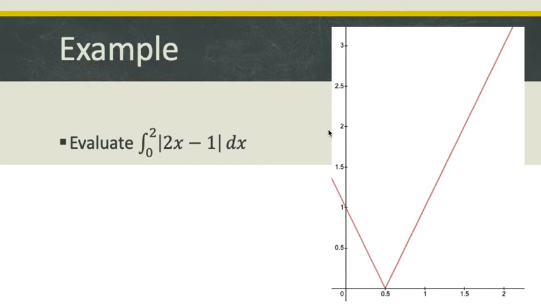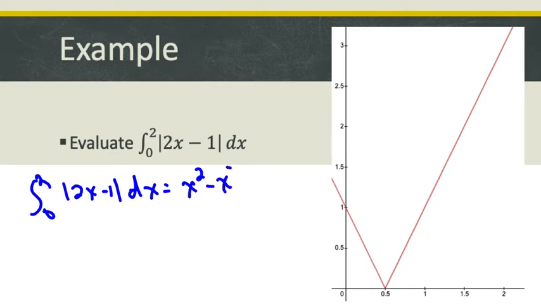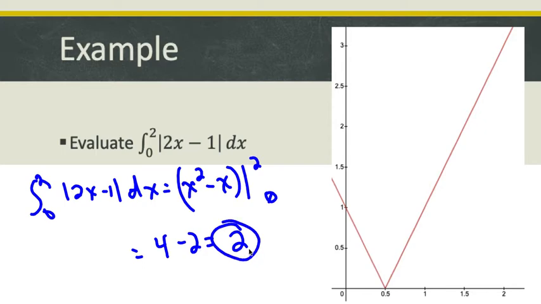But also, let's say we do just say that this integral from 0 to 2 of absolute value of 2x minus 1 dx. Let's say we do call this x squared minus x, and we do the integral that way, evaluate it from 2 to 0. So what happens when we plug that in there? We end up with 2 squared, which is 4, minus 2, and we end up with the area of 2. Now, this is wrong. How do we know it's wrong?